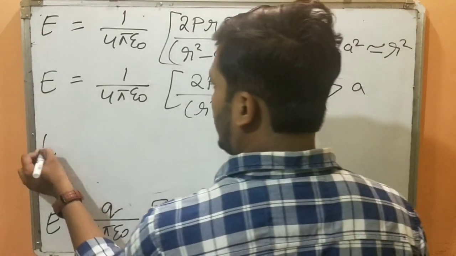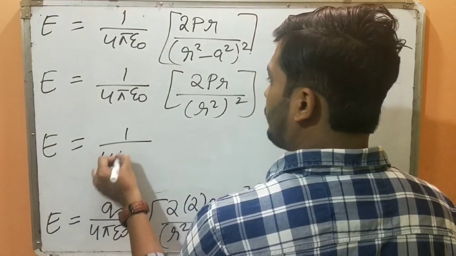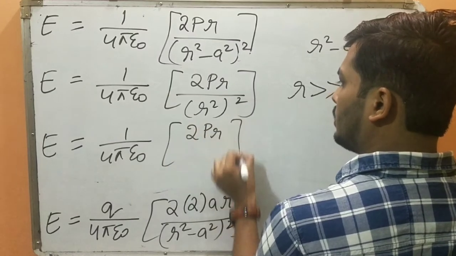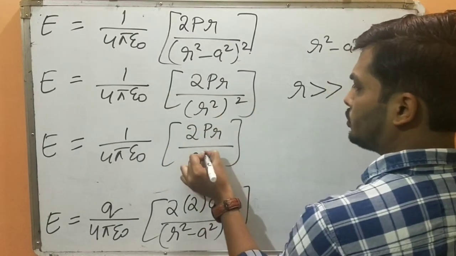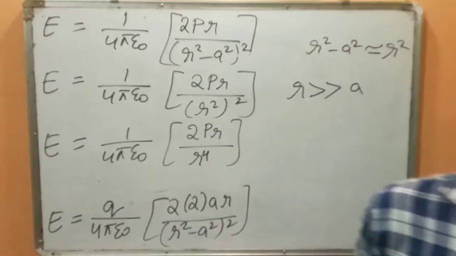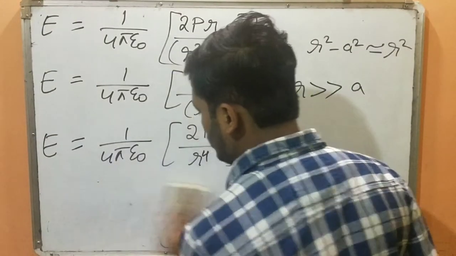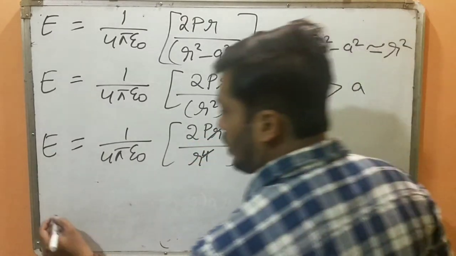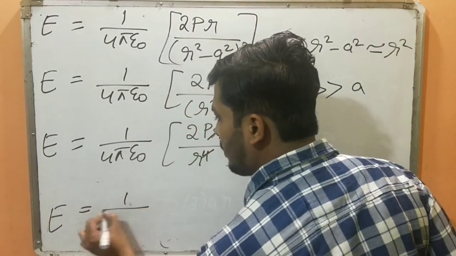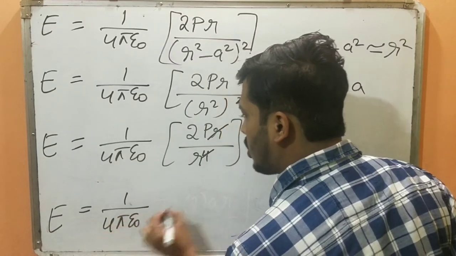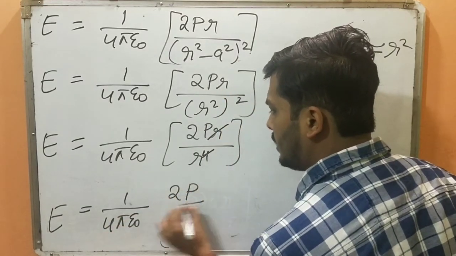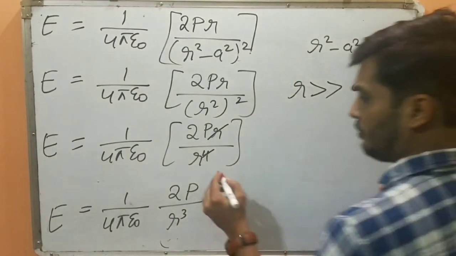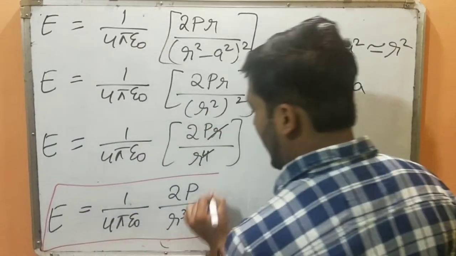So again further what will I get here? E equals 1 upon 4 pi epsilon naught 2pr over r square, the whole square, which will be r to the power 4. So students, what I am going to get here is, can I cancel 1 r with 1 r? So I am going to get E equals 1 upon 4 pi epsilon naught 2p divided by r cube. So this is the expression for electric field due to a dipole along the axial line.